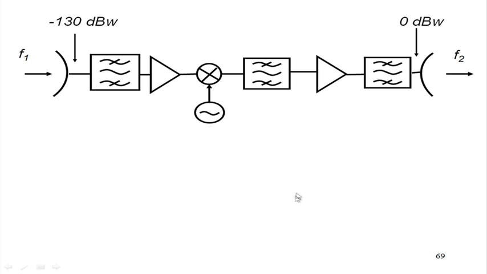Okay, let us go back to the payload. So, we have minus 130 dBW. Obviously, we have to put a lot of filters, amplifiers, and we have to change the frequency. So, we have to have a mixer, and the downlink frequency is lower, so F2 is lower than F1. So, it is down converted, again filter, again amplifier, and we put. So, you can see a lot of filters coming. Each of them can be put into different subsystems.